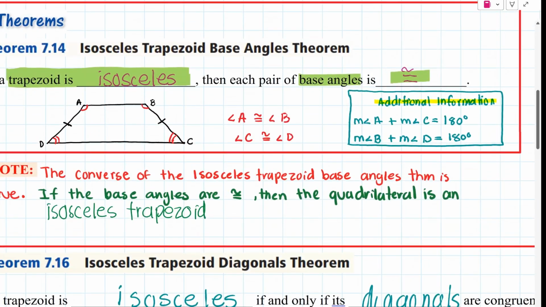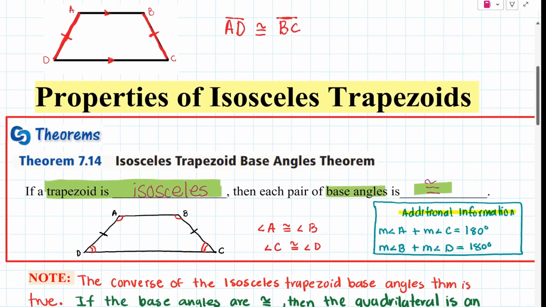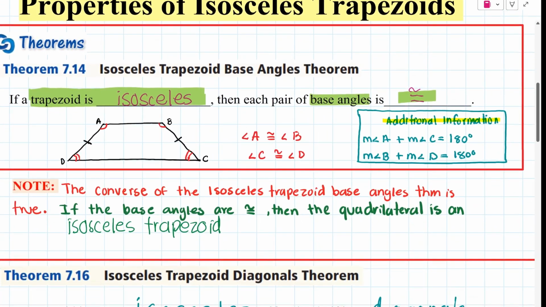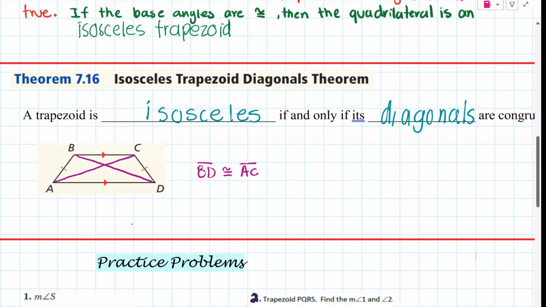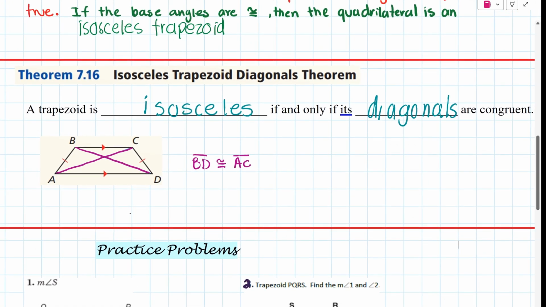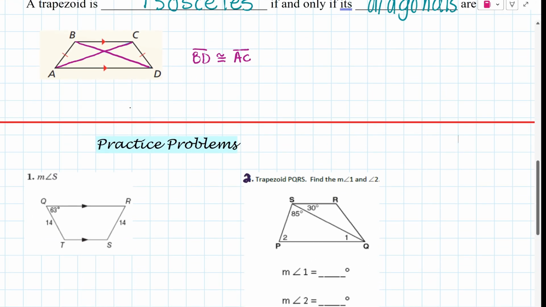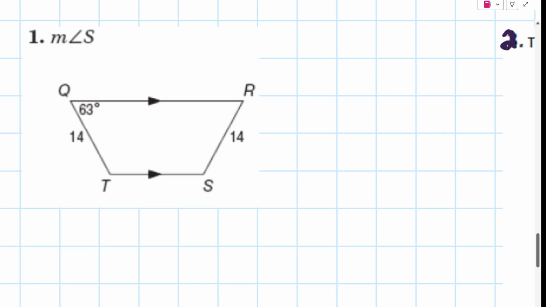So we have a special type of trapezoid here. We have an isosceles trapezoid. An isosceles trapezoid is when the legs are congruent to each other. And the diagonals of trapezoids are going to be congruent to each other, just like they are in rectangles and squares. Okay, so on this problem, it's asking me to find the measurement of angle S.